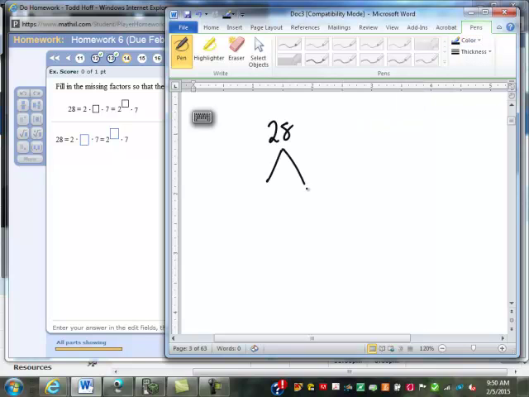So if you factor 28, we did the factor trees. You might have like 4 times 7 or 7 times 4, however you want to break it down. Are either of those prime?